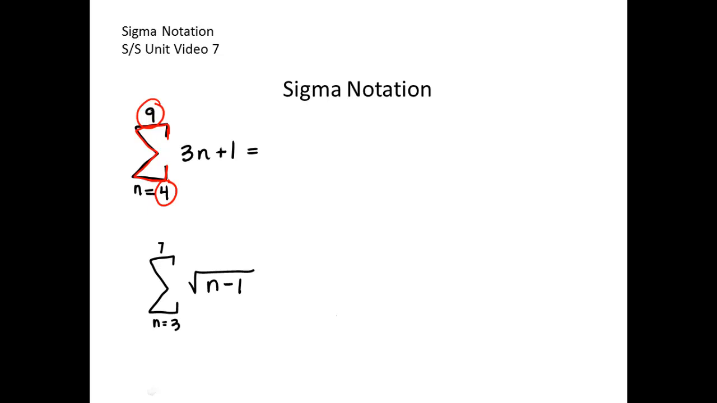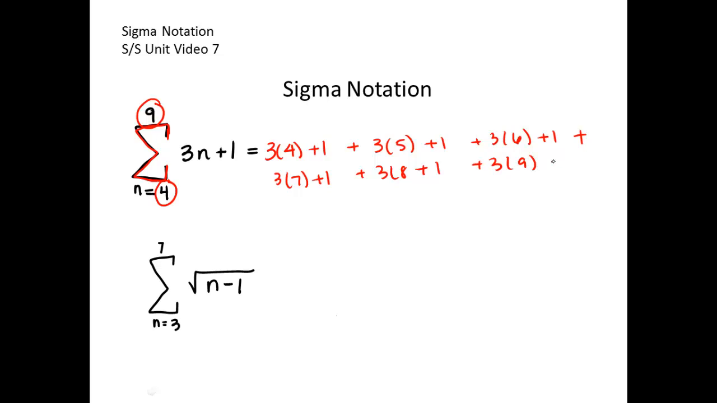I'm going to start by writing it pretty long for us, and then we're going to clean it up. When you're asked to expand, you're asked to substitute in the n value for each of the values between 4 and 9. We're always using integer values, so you'll never be inserting any decimals or fractions. So I've got 3 times 4 plus 1, then 3 times 5 plus 1, 3 times 6 plus 1, 3 times 7 plus 1, 3 times 8 plus 1, and 3 times 9 plus 1.